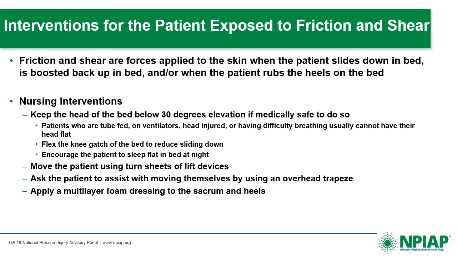If the patient can help themselves, then have the patient use a trapeze. You're going to have to work usually with physical therapy to get the trapeze put on the bed, but put a trapeze on the bed, and that way the patient can lift their arms and head and shoulders off of the bed, sometimes push off the foot of the bed with their feet and help move themselves back up to the head of the bed. And there are multi-layer foam dressings that you can apply to the sacrum and heels that will help reduce the effect of friction and shear.